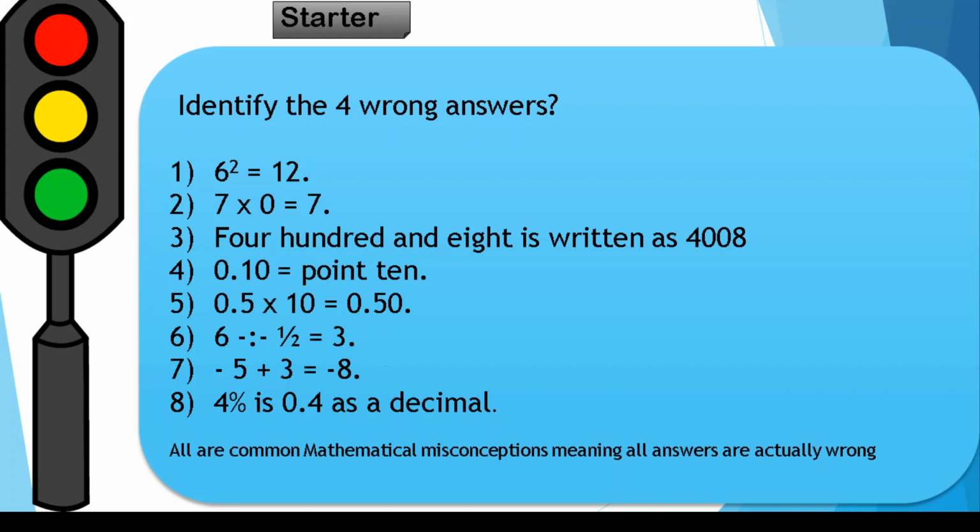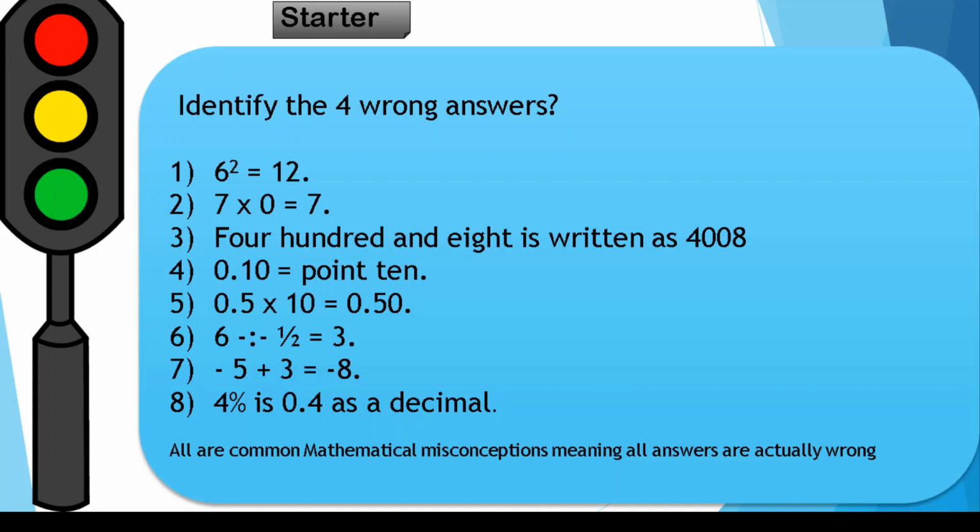6 squared, any squared number, most people may interpret that as times 2, which is not right. So 6 squared should be 36. Question number 2 is addressing the misconception that any number times 0 is not 0, but we know that any number times 0 should be 0. Question number 3 is on place value, 408, but the answer given there is 4 thousand. So the answer should be 408.